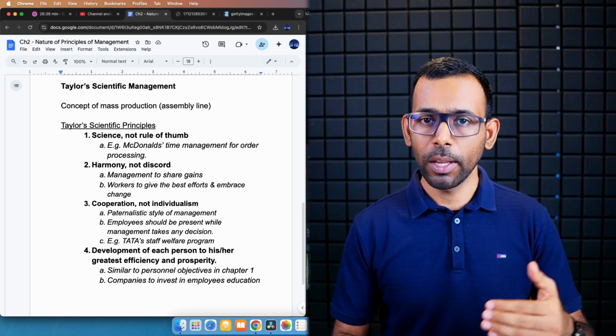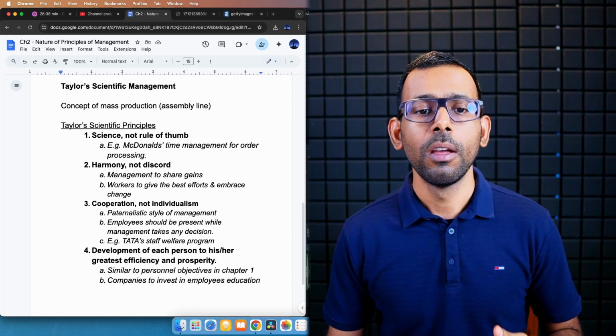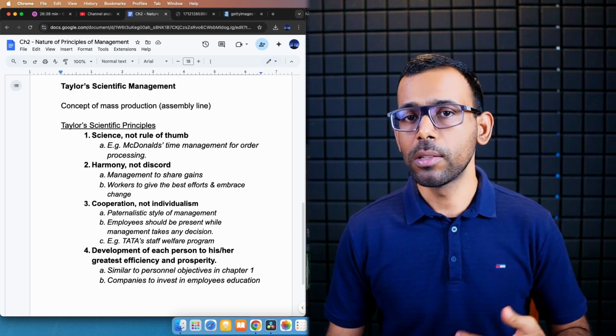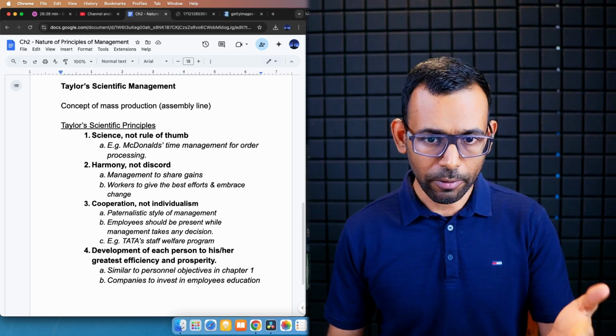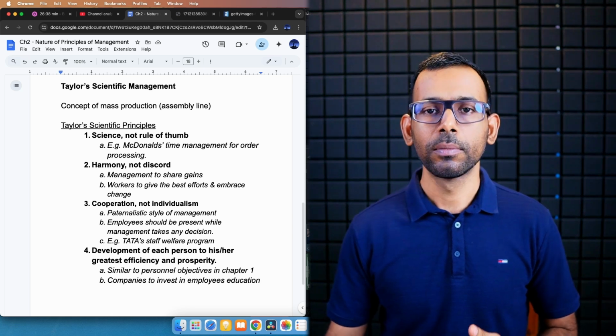So first, before we get into the principles, we need to understand the concept of mass production. What is meant by mass production? I have also highlighted assembly line here.